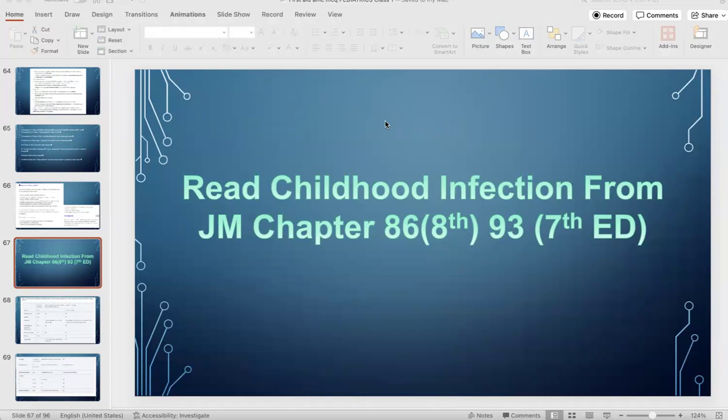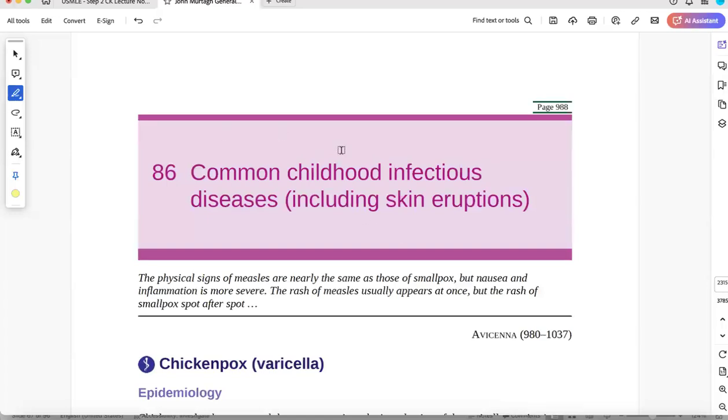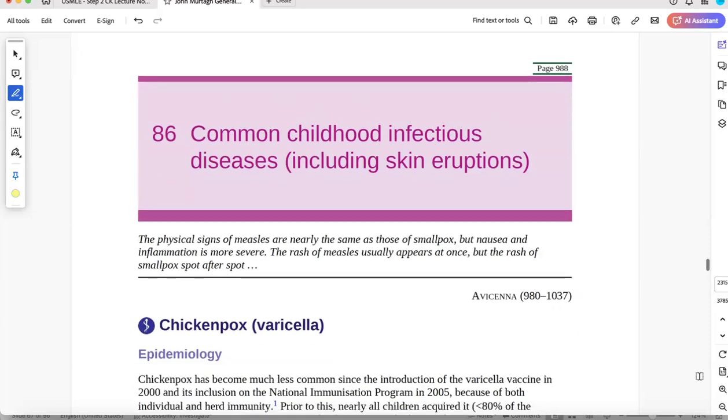start from pediatrics infection. I told you that pediatrics infection we are going to do from John Murtagh. So let's start with that. John Murtagh 8th edition, if you open up chapter 86, which is on page 988, you'll get the common childhood infection chapter there.